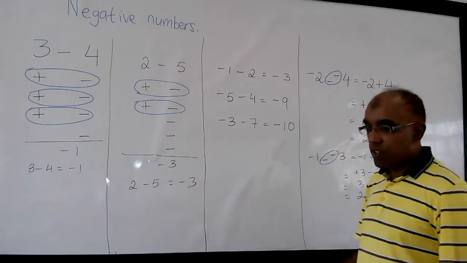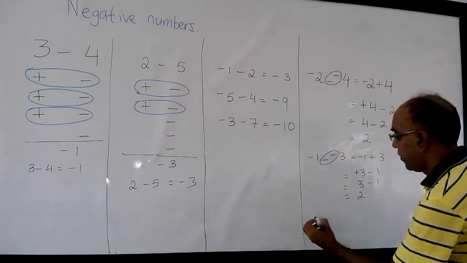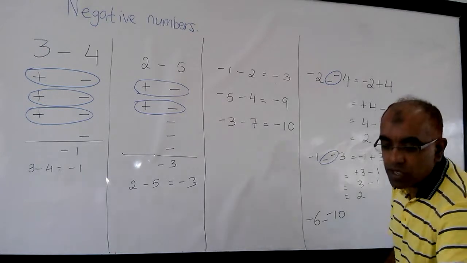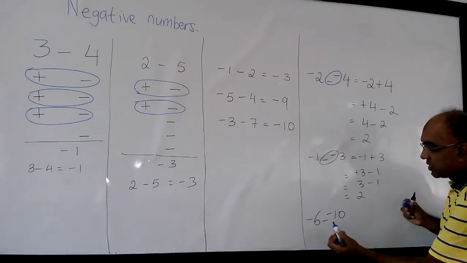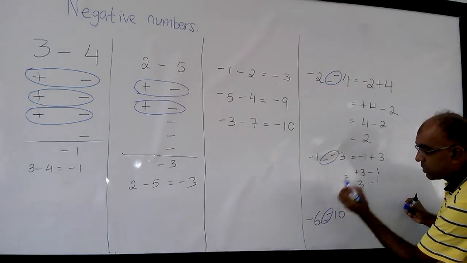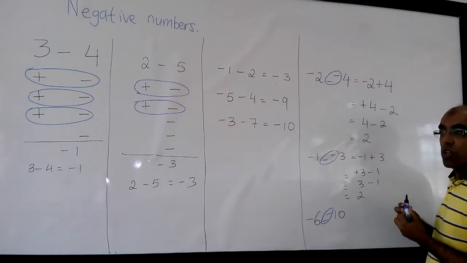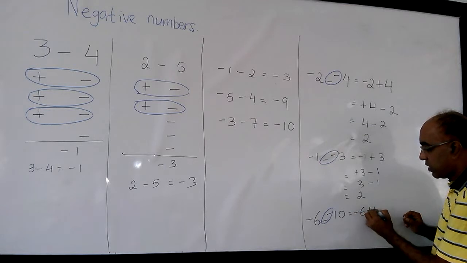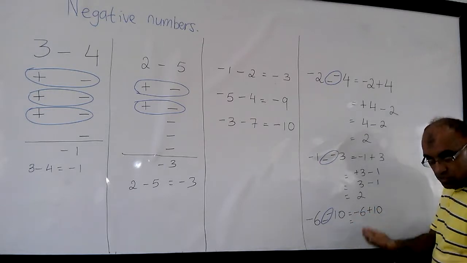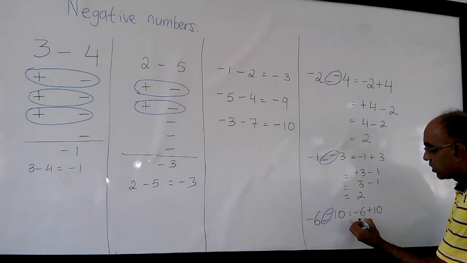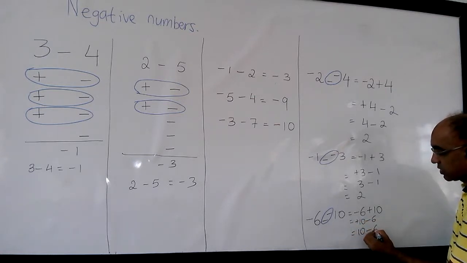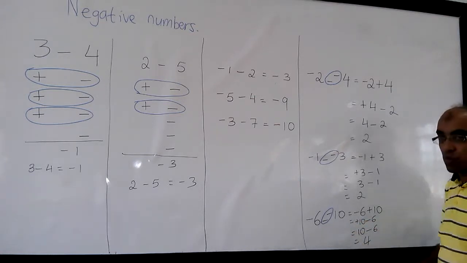Then we'll have a last example. If I have -6 minus 10, so again I can see the stairs here going up. So minus minus will become plus. So we have -6 plus 10. Ladies first, plus first. So plus 10 minus 6, which is 10 minus 6, and then the answer is 4.